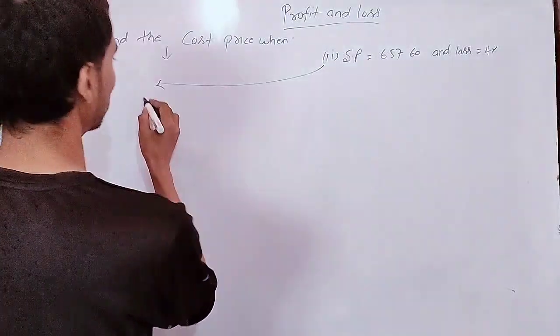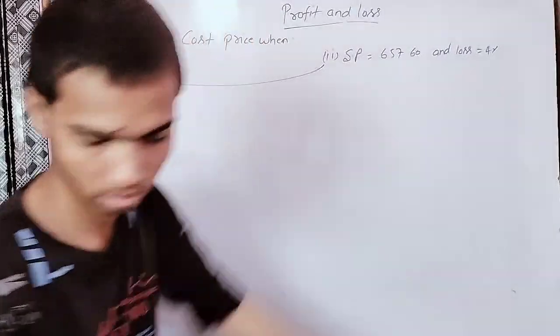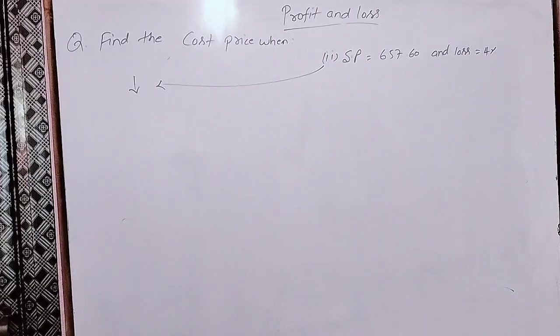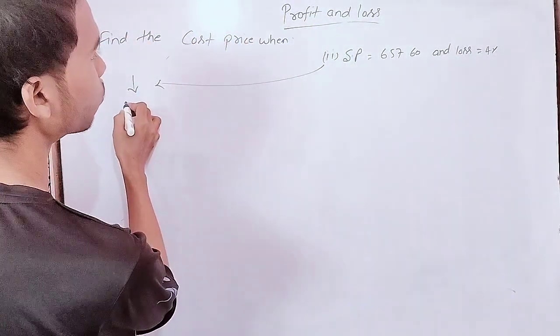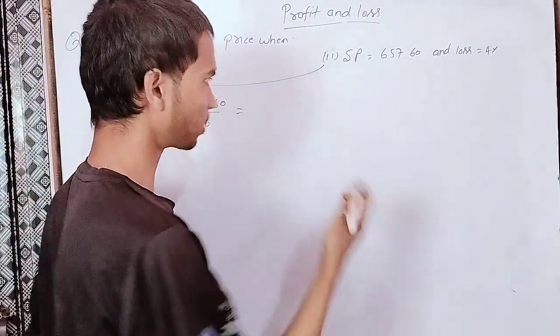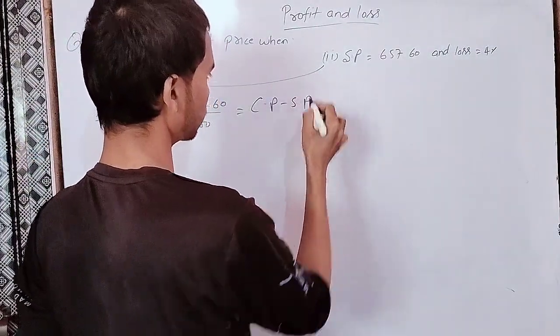Now for this one. This is loss on this selling price. So here 4 upon 60 upon 100. Yeah, loss, which means cost price is high and selling price is low. For profit, selling price would be high.